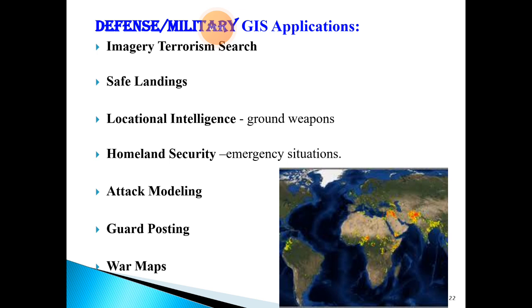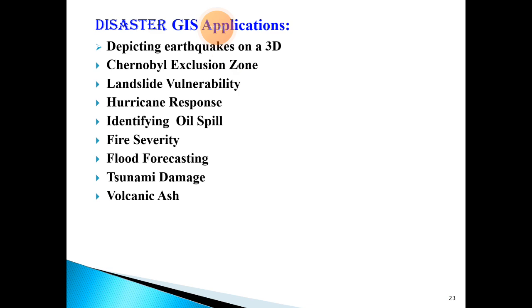Next is application of GIS in the field of military or defense field. Imagery data is used to locate the terrorists, then evacuation of public during the devastating disasters, locating ground weapons, then locating dangerous zones, monitoring emergency situations, then developing the attack maps, posting the guards to the choke points during the emergency, and developing the war maps. So these are all few applications related to GIS in the field of defense.